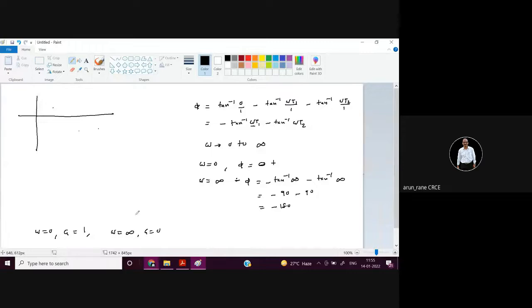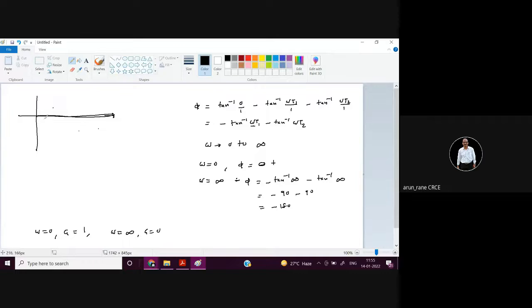So first you have to draw different lines at various values of phi. You take different values of phi. First is phi is 0. So what is the value of g? This is your phi is 0, so this is your 1.